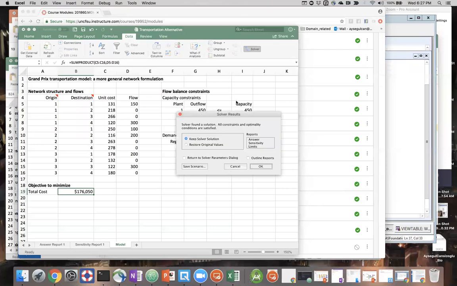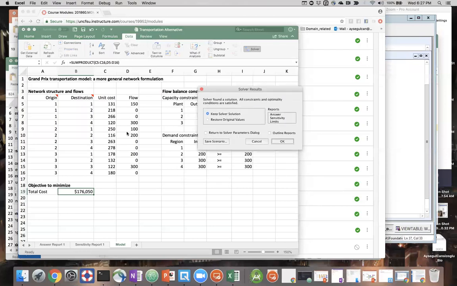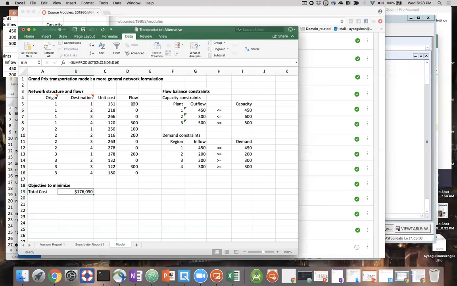Once we solve it, basically, it's going to tell us how many units we should flow from each of these. And we don't need to look at the sensitivity here. We can just say okay. Okay, so you can see that this is basically the output from the solver. Before we hit the solve button, it was all 0 actually. Once we hit the solve button, basically it populated these numbers.